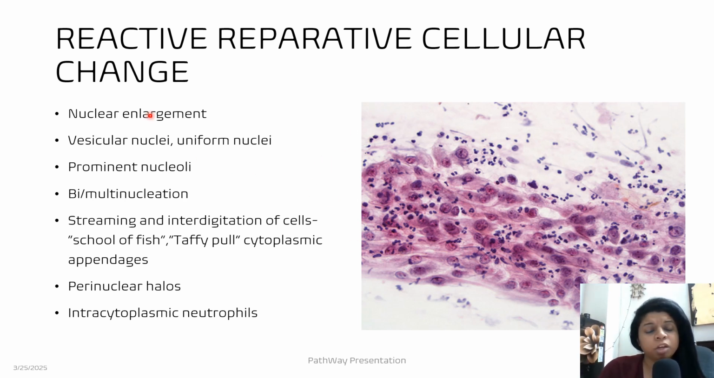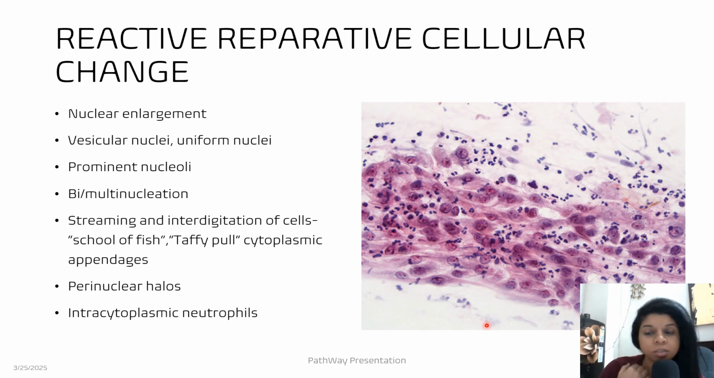And after therapy and all, you can get nuclear enlargement. The characteristic thing is vesicular nuclei with prominent nucleoli. There can be binucleated and multinucleated cells. They will give a school of fish appearance. You can see, as in here, a streaming of the cells and interdigitation of the cells.